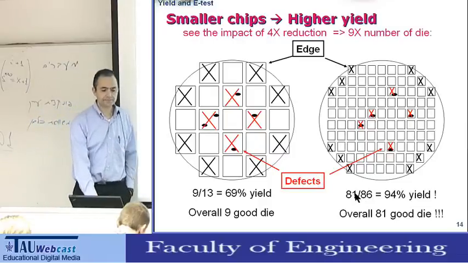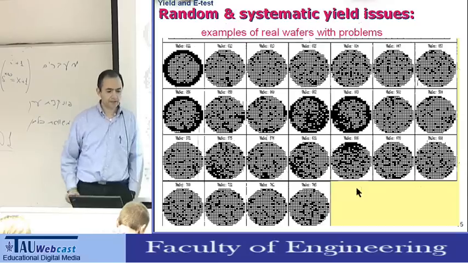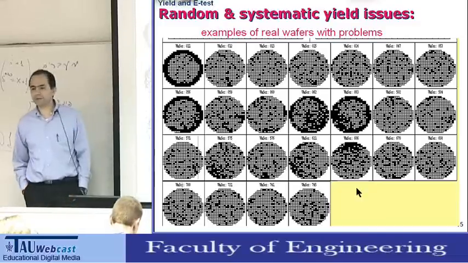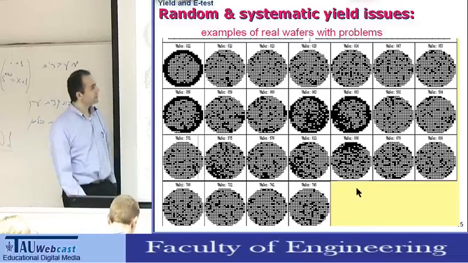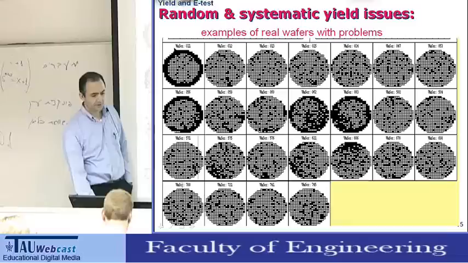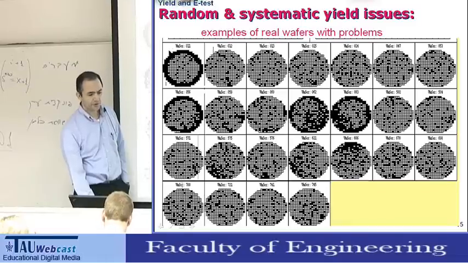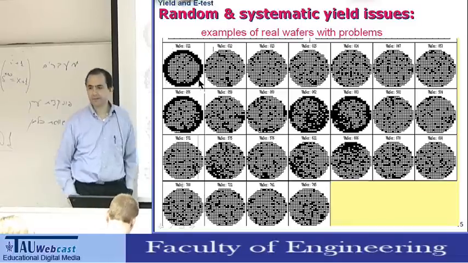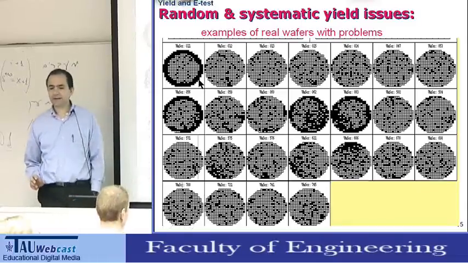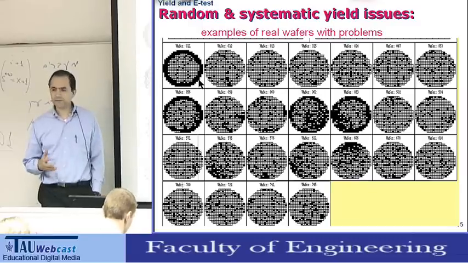Any questions? This is a real life example. And what we can see here is one wafer which all the edge is dead. Black means bad. This was dead by which operation?